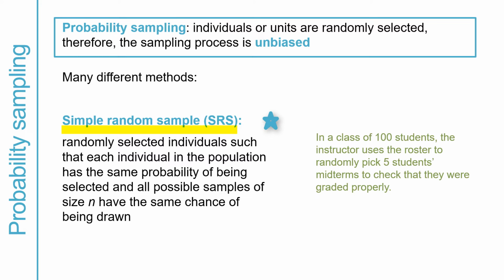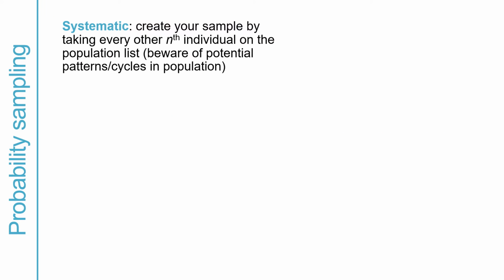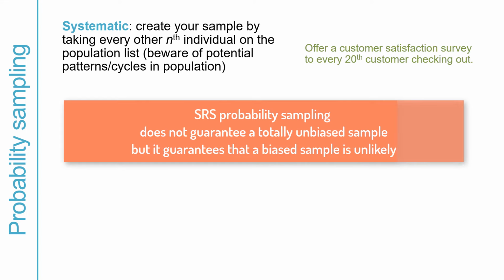Sometimes you can simply have a systematic random sample where you pick every nth individual on your list or every nth individual coming to you. As long as there is no pattern in the coming and going, then systematic will be just as good as a simple random sample. Now, using probability, like in a simple random sample, does not guarantee that your sample will be an exact match to your target population.